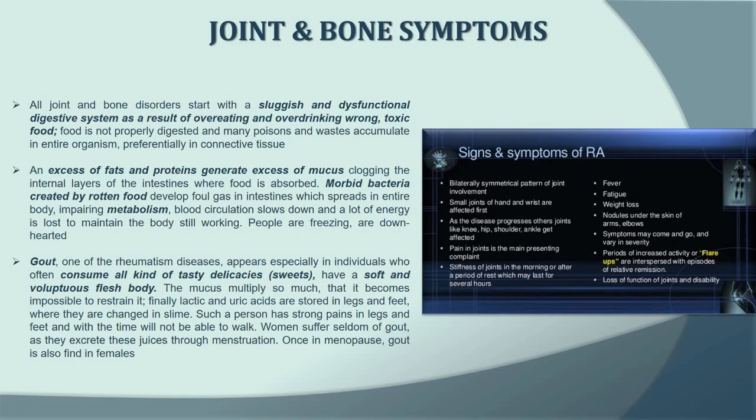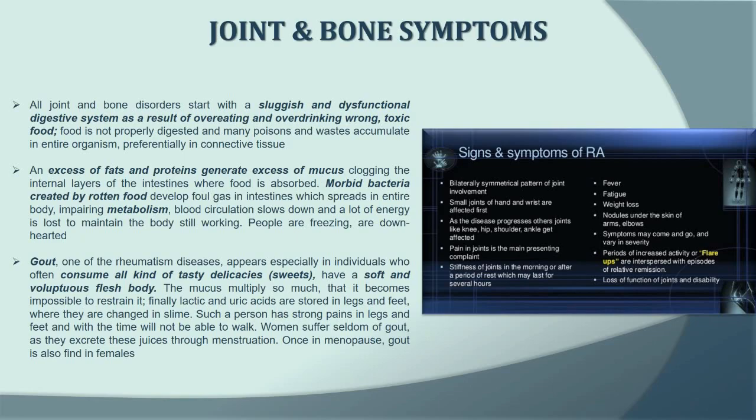Morbid bacteria created by rotten food develop foul gas in your intestines, which spreads into your entire body, thereby impairing your metabolism and your blood circulation, which will slow down, and you will lose a lot of energy to maintain the body in working condition. People are often freezing and downhearted. Gout, one of the rheumatism diseases, appears especially in individuals who often consume all kinds of tasty delicacies, so sweets, and have a soft and voluptuous flesh body.